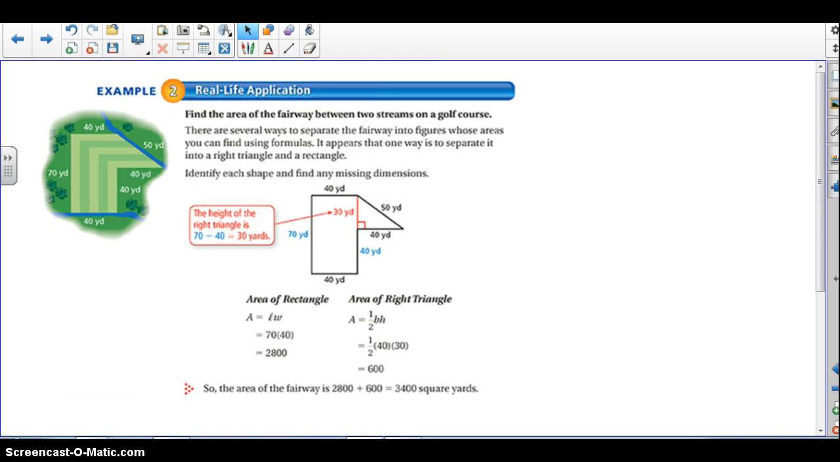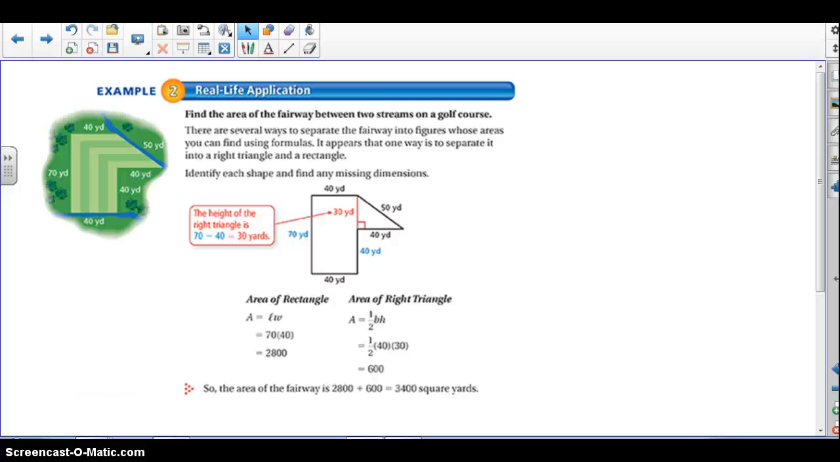In example 2, we're going to look at a real-life situation, and it says find the area of the fairway between two streams on a golf course. So there are several ways to separate the fairway into figures whose areas you can find using formulas. It appears that one way is to separate it into a right triangle and a rectangle.